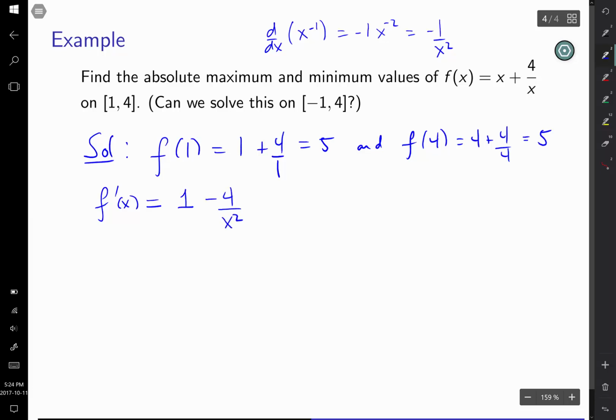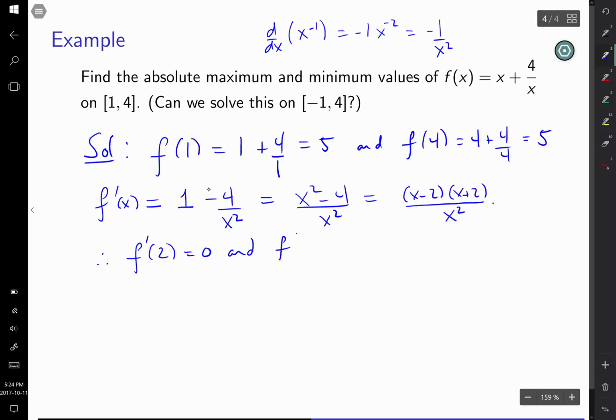If we want to know where this derivative is going to be 0, we need to get things over a common denominator. So we multiply this 1 top and bottom by x squared. That gives me x squared minus 4 over x squared. And we factor the numerator: x minus 2 times x plus 2 over x squared. So that tells me that f prime of 2 equals 0 and f prime of minus 2 equals 0. Those are our critical numbers.